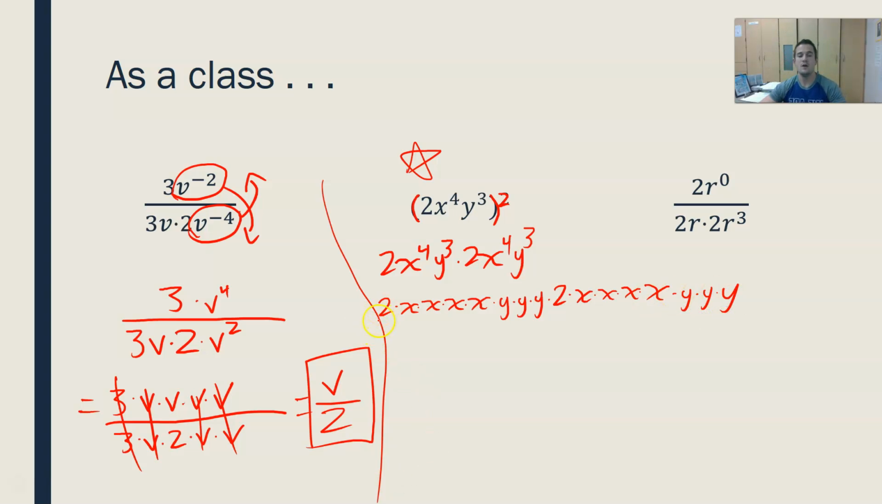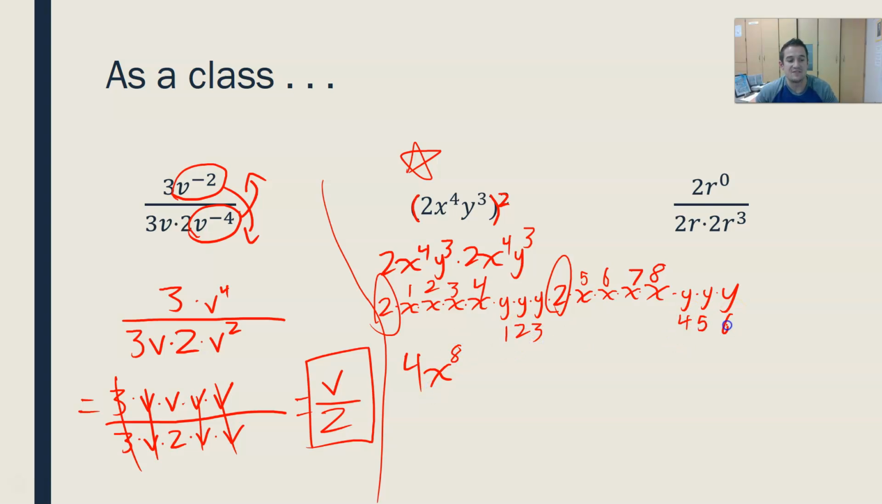Well, 2 times 2 is 4. How many x's am I multiplying together? 1, 2, 3, 4, 5, 6, 7, 8 of them. So I have x to the 8th. How many y's am I multiplying together? Well, I have 6 of them, so that's y to the 6th. So I have 4x to the 8th y to the 6th. That would be my final answer. You notice that if I go back up here, 2 squared is indeed 4. X to the 4th squared, if I multiply those exponents, I get x to the 8th. Y to the 3rd squared is y to the 6th. So I multiply those exponents.